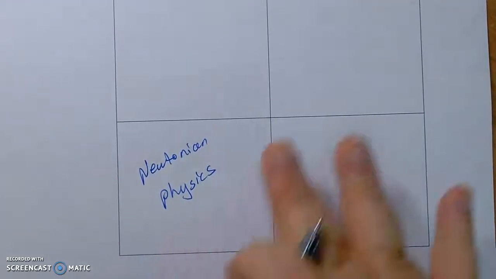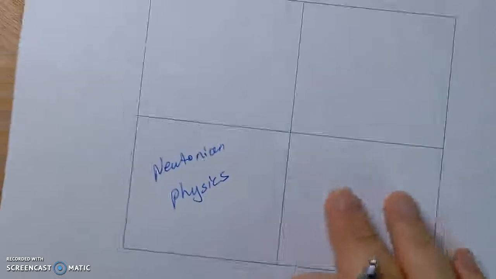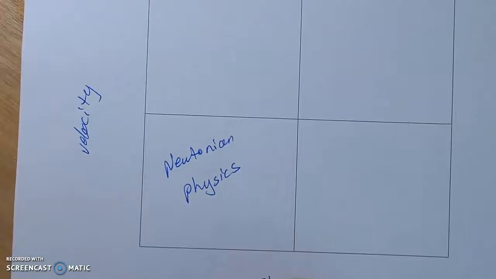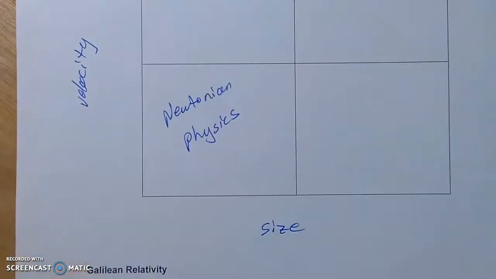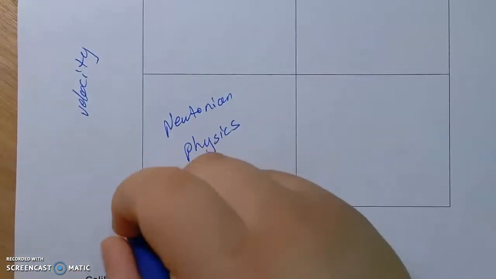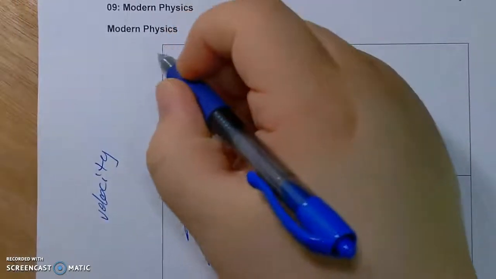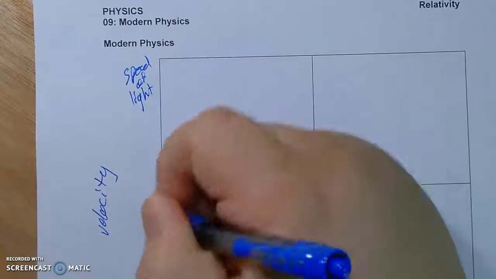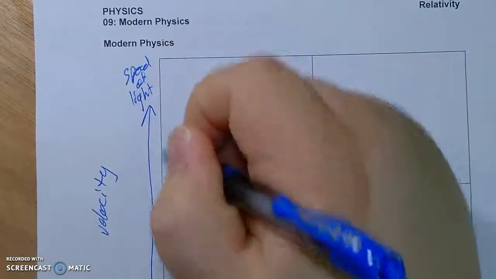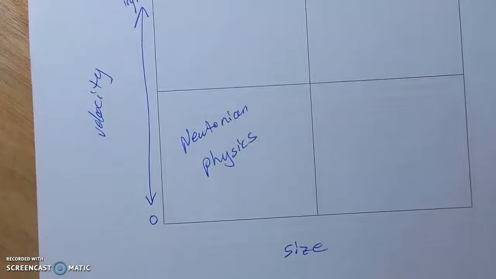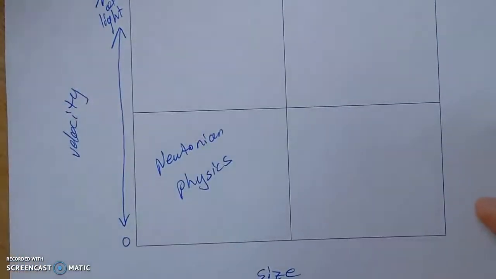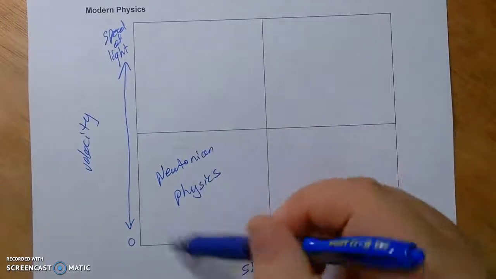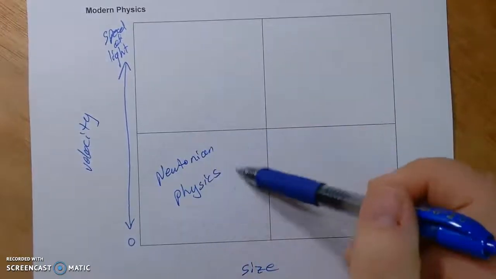This little chart here, let's put velocity over here and size down here on this axis. So velocity is going to be anything from 0 all the way up here to the speed of light. All right, let me see if I can zoom out so you can see the whole chart at once. There we go.